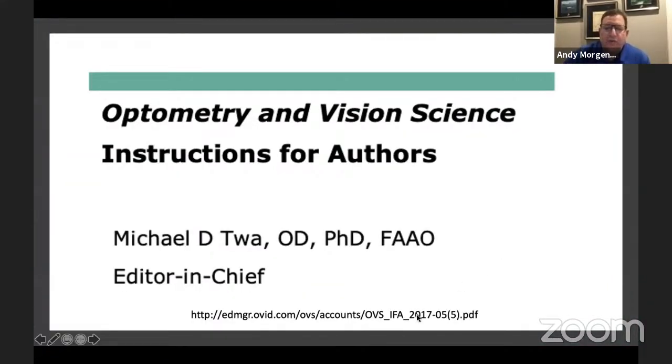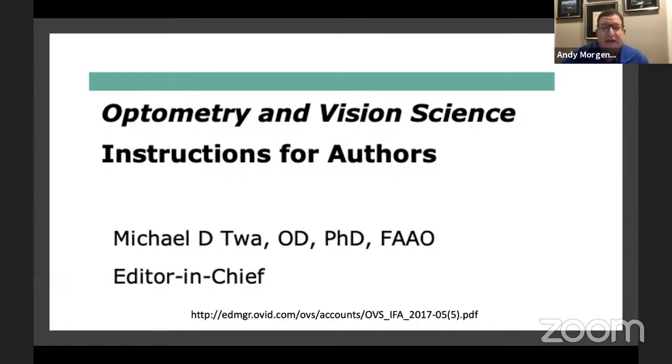And so what I'll show you here, you can find it on the website. Optometry and Vision Science actually has a very big handbook. And it's on the website; if you want to take a screenshot of it, you can see the website on the bottom. I added it to this. This is the title of the PDF, Optometry and Vision Science Instructions for Authors, written by Mike Twa, who is the editor-in-chief of this, and many other people. And it's been edited over time to suit what the journal is now.